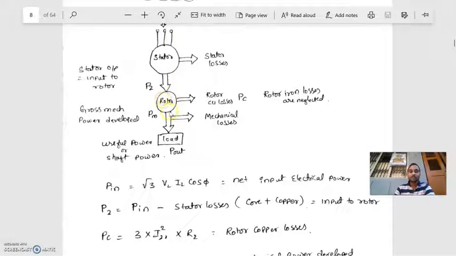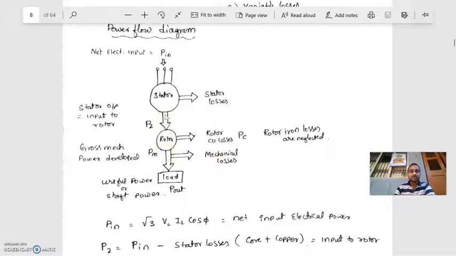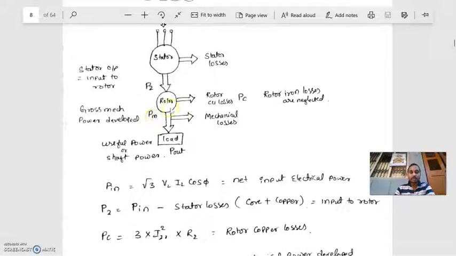Similarly the rotor has an input, called P2, the rotor input, and PM is the rotor output. From input to output there are some losses, the rotor losses. Rotor losses we call copper losses, and there are some mechanical losses. Okay. So P2 is represented by the output of the stator. It is also equal to the input to the rotor. And PM is the output of the rotor, represented as the gross mechanical power developed.